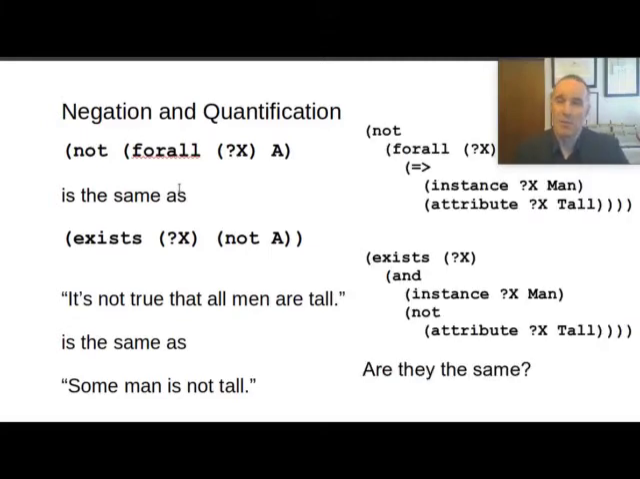So what does this look like formally? Here we have it on the right. It's not true that for all x, if x is a man, then x has the attribute of being tall. And if we flip that around, pushing the negation inward, we wind up with there exists x such that x is a man and x is not tall. Hopefully you can see from the English paraphrase that these two things mean the same thing. If it's not true that all men are tall, then there must be some man who is not tall. Right? That gives us the obvious conclusion.